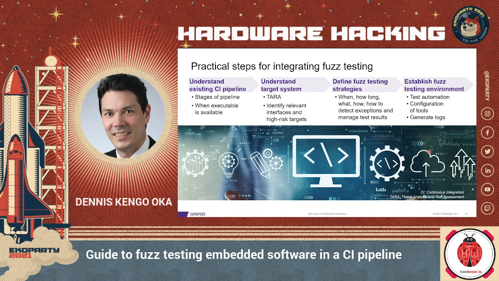Here we need to define when to test, how long to test, what to test, and how to test, as well as how to detect exceptions and manage the test results. And finally, the fourth step is establishing a fuzz testing environment. Since testing will occur in a CI pipeline, we have to make sure that test automation is enabled and that the configuration of the tools has been made, as well as, to be able to determine the outcome of test results, we need to have the proper logs generated.